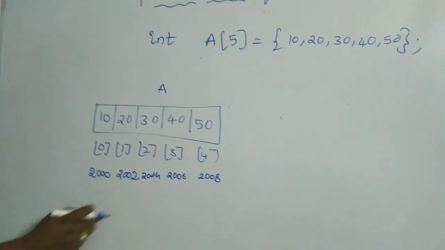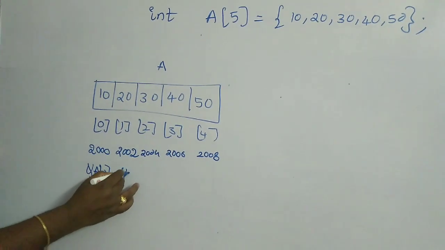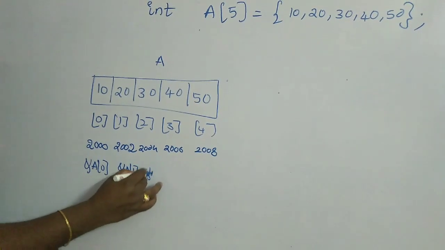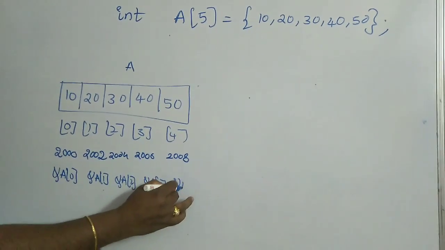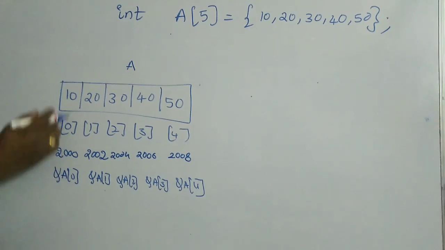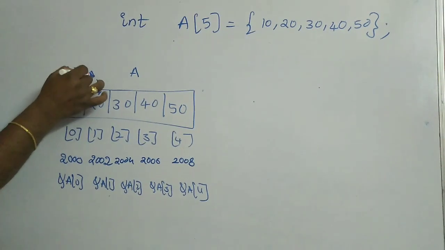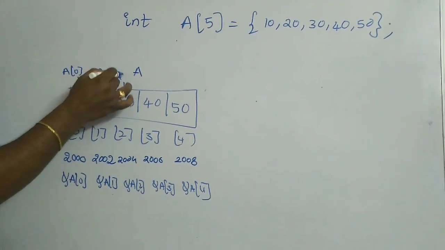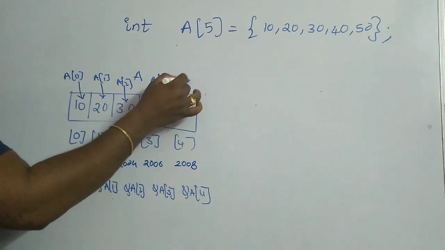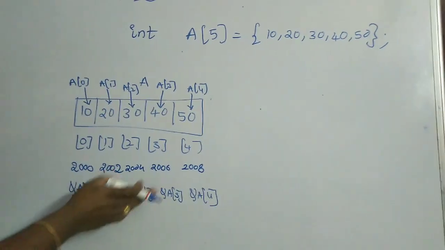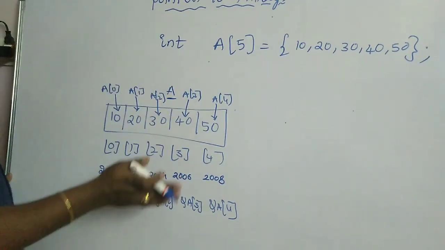These addresses can be represented as address of A of 0, address of A of 1, address of A of 2, address of A of 3, address of A of 4. And these values can be called A of 0, A of 1, A of 2, A of 3, and A of 4. This is how we can assume the array A will be located in memory.